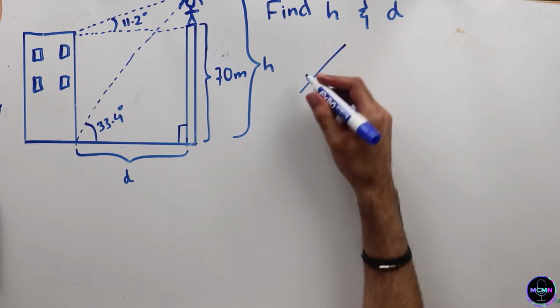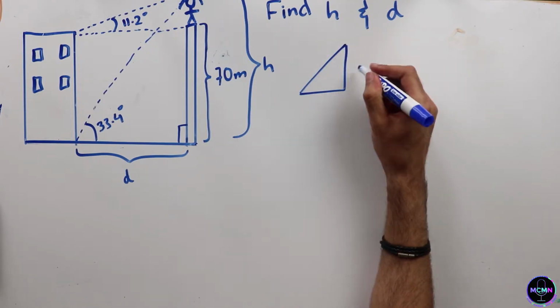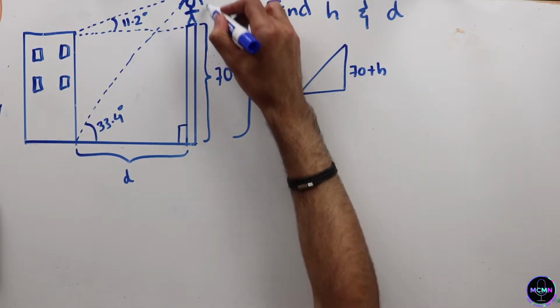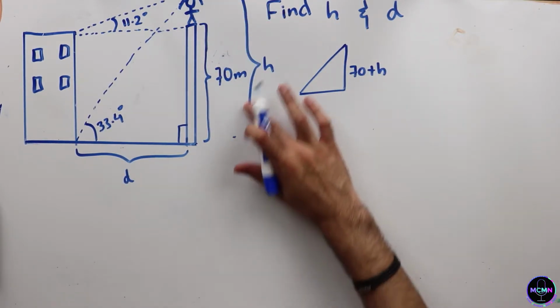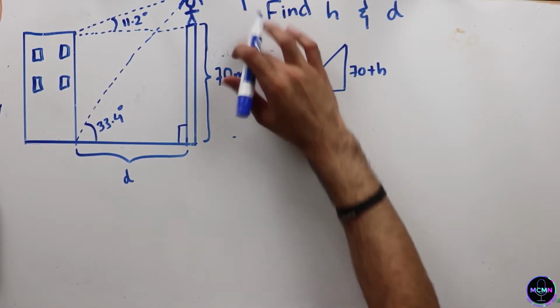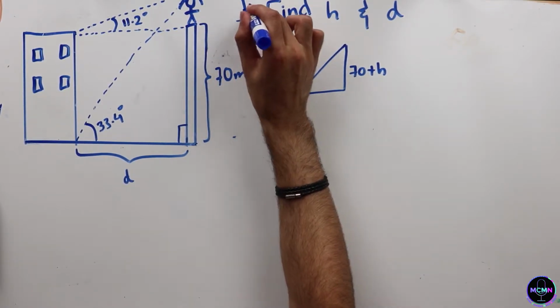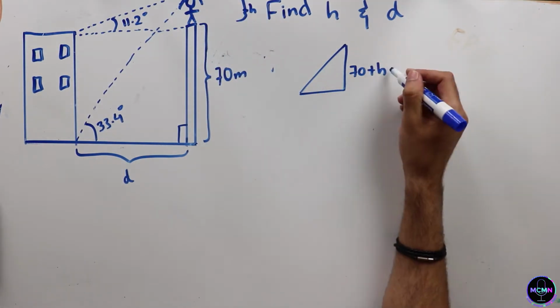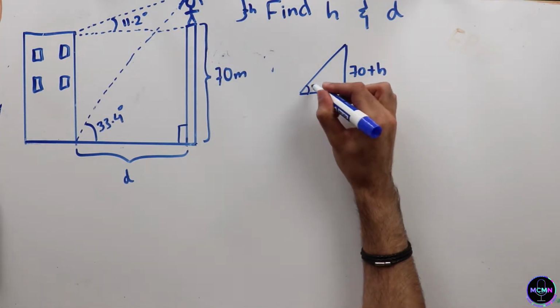This side would be 70 plus h. Well, you know what? Let me just call this bit h so I don't get confused. So the extra princess's height is h. So 70 plus h, my angle is 33.4. And I've got a right angle triangle, there's my d.